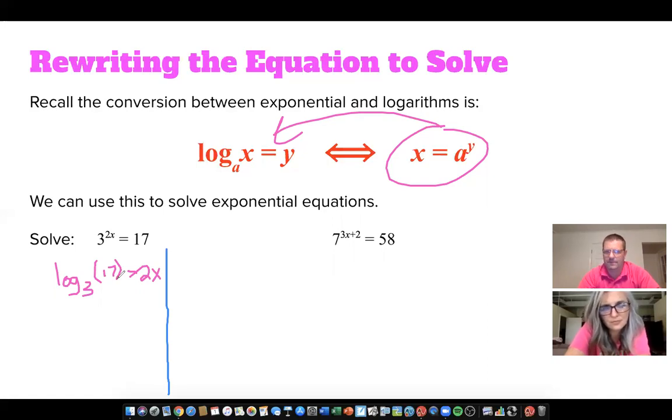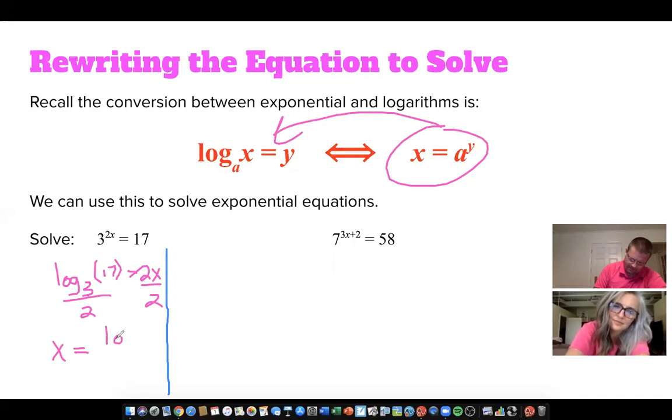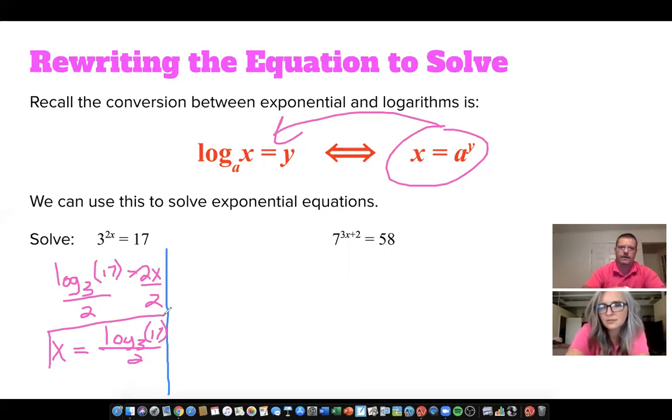Now that log base 3 of 17, that's some number. That's like 2 something, right? The one that I was just trying to come up with in my head? Yeah, I can go like here and get that number, right? But I could just leave that be, okay? And then if I just divide by 2, I'm going to get x is equal to the log base 3 of 17, all divided by 2. I'm done. And I could plunk that in the calculator if I needed a decimal. I don't. Okay? So you do it.